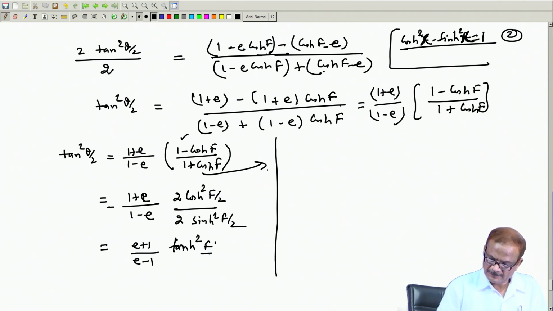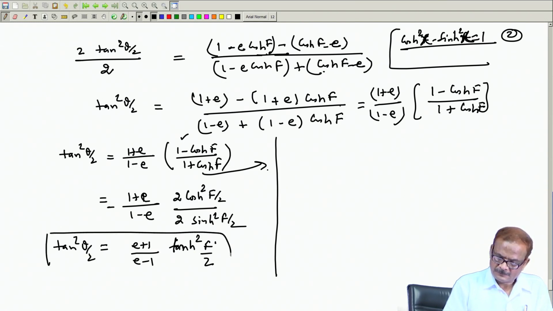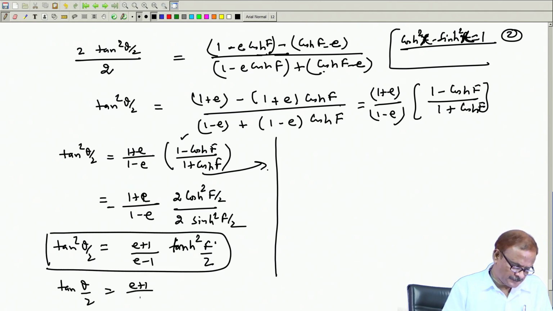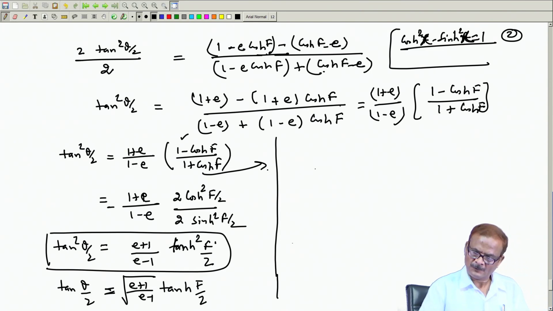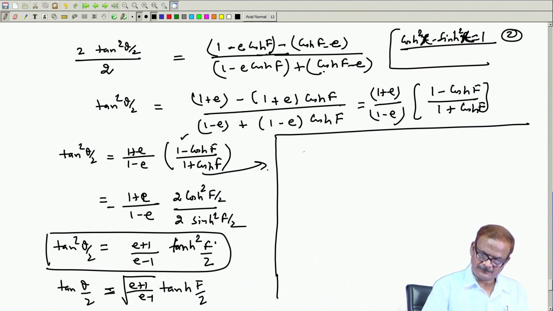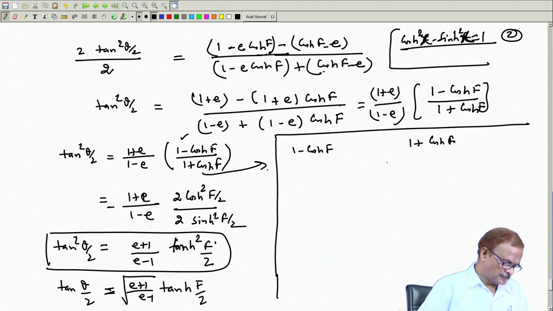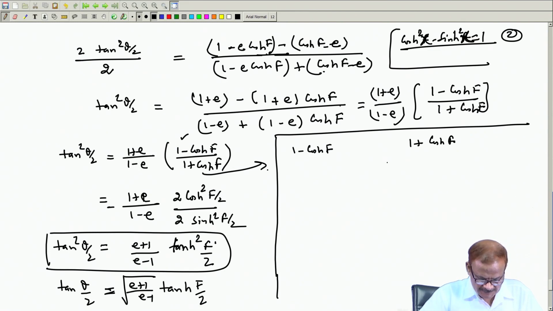Okay, so this will ultimately come here in this format, tan square theta by 2, which we can write as tan theta by 2 equal to root of (e plus 1 by e minus 1) times tan hyperbolic square, tan hyperbolic f by 2. So, the remaining part we have to work out: 1 minus cos hyperbolic f and 1 plus cos hyperbolic f. Okay, so, the analogy is the same.